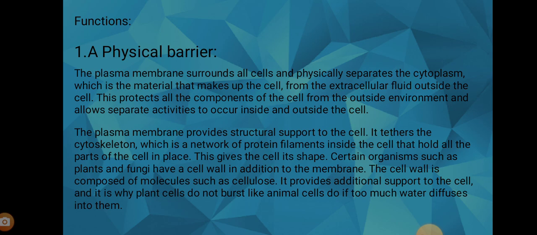Certain organisms such as plants and fungi have a cell wall in addition to the membrane. The cell wall is composed of molecules such as cellulose. It provides additional support to the cell, and it is why plant cells do not burst like animal cells do if too much water diffuses into them.